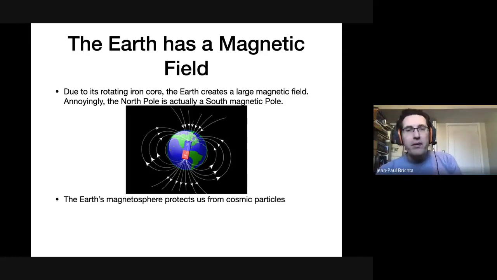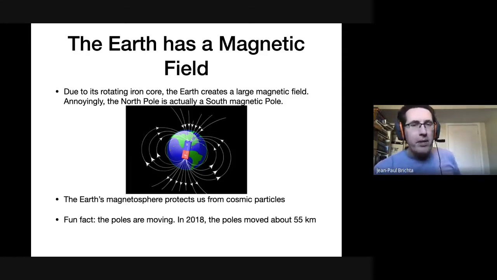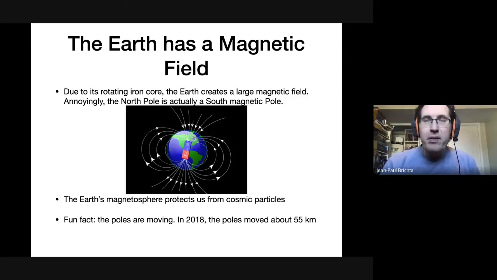So the Earth's magnetosphere, again, this magnetic field that permeates out into space, protects us from cosmic particles. I'll talk about that more on another day. But what you may not realize is that the magnetic poles are actually moving. In 2018, I have here that the poles moved about 55 kilometers, which you might think, oh, that's not that far. Maybe in the grand scale of things, it's not that far, but it's enough that things like the GPS satellite system have to be updated regularly, at least once a week, because if they didn't take into account fluctuations in the magnetic field, they would actually give you wrong directions.